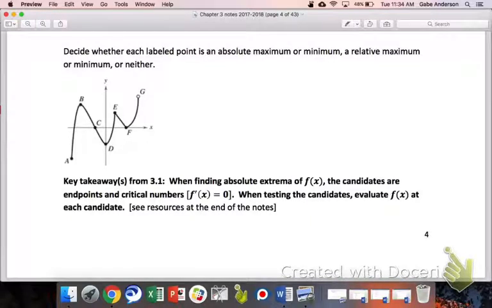Take it all the way back to that extreme value theorem. The only way you can guarantee a max and a min on an interval is if it's continuous on the whole interval. This one's not, so we don't have an absolute max. I just want to make note of one other thing here.